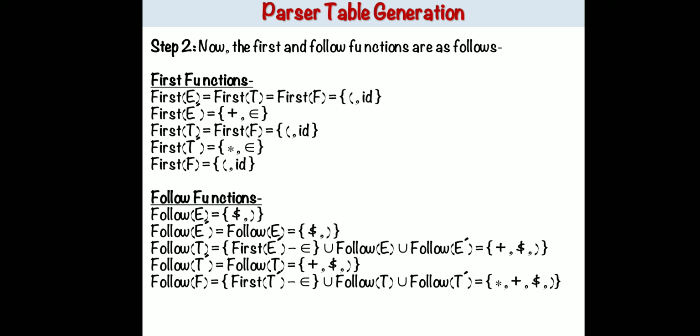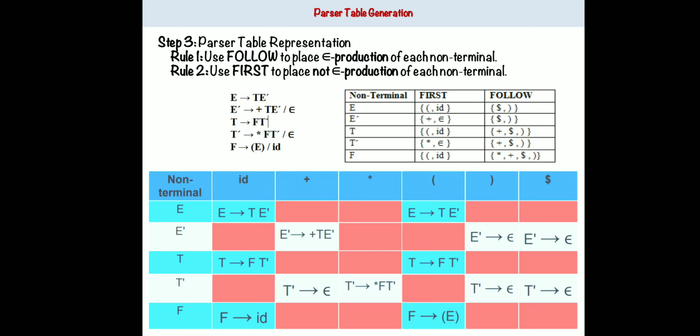This is step 2 for parse table generation. After that, there is step 3, the important step, that we will generate the parse table. As we can see, what is written over here is the first and follows we got. In the table, firstly the non-terminals are written vertically, and the terminals, that means ID, plus, star, open and close bracket, and the dollar symbol, are written horizontally.